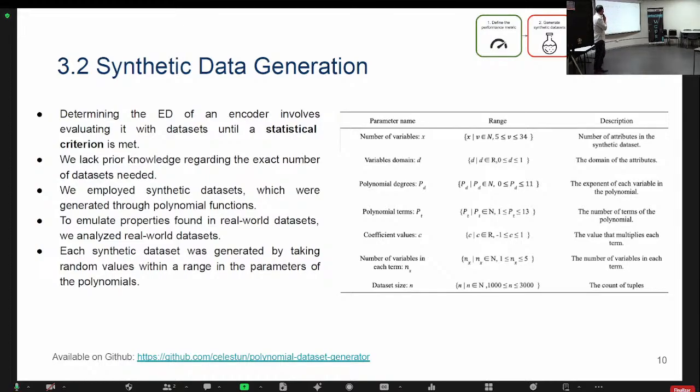Then as I mentioned before, determining the error distribution of an encoding involves evaluating it with many data sets until we reach a statistical criterion. And the challenge here is that we lack prior knowledge about the exact number of data sets that we will need. To tackle this challenge, we employ synthetic data sets, which were generated through polynomial functions. And also, to emulate the properties that you can find in real-world data sets, we analyze real-world data sets, and based on that, we define some ranges that are input into the framework that generates the synthetic data sets in such a way that we guarantee that each synthetic data set is different from the previous one. And actually, this synthetic data generation is available and open in GitHub.